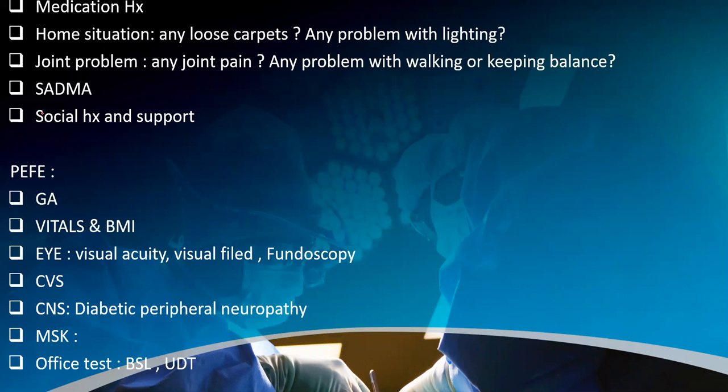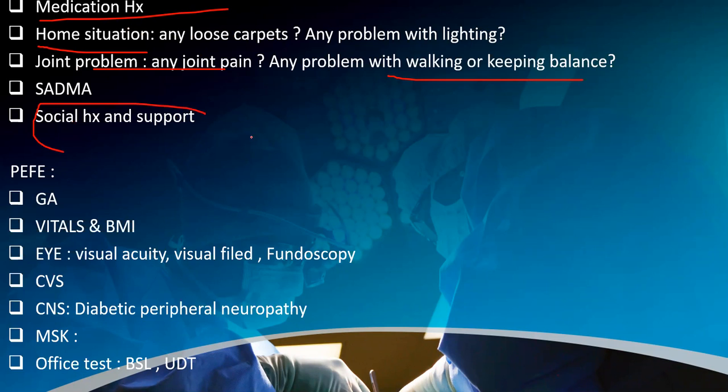And then after that, SADMA, medication history, smoking, alcohol history, very important. Home situation. So who do you live with at your home? Do you have enough support? Any loose carpet? Any problem with lighting? Do you have stairs at your home? If yes, then do you have railings in your stairs? These are important questions. Any joint pain? Any problem with walking or keeping balance? So support is very important. So who do you live with, as we already asked, and do you have enough support?